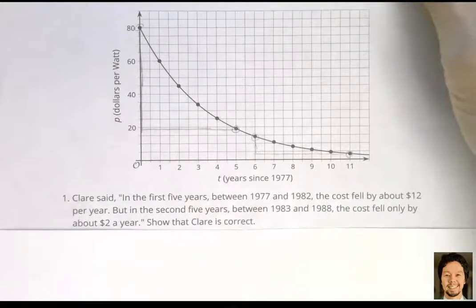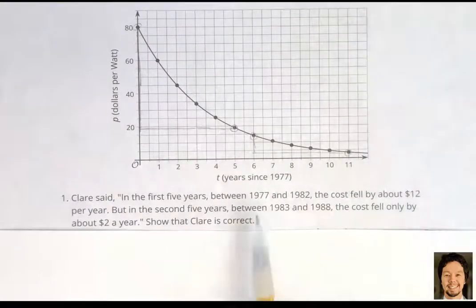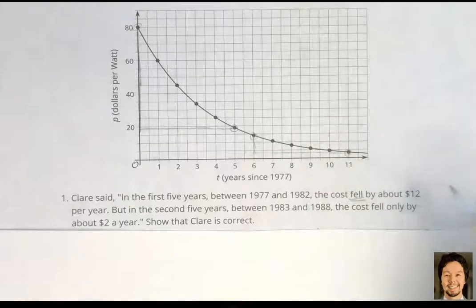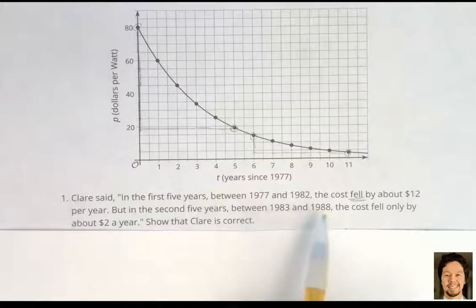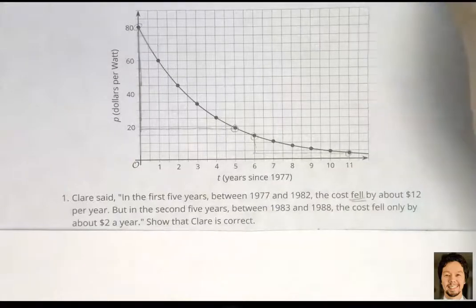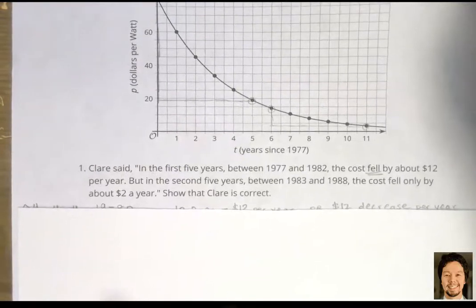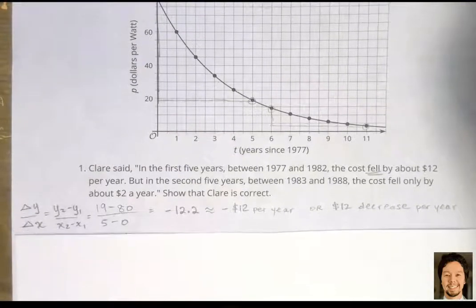Number 1, Claire said in the first 5 years between 1977 and 1982, the cost fell or decreased by about $12 per year. But in the second 5 years between 1983 and 1988, the cost fell only by about $2 a year. Show that Claire is correct. Okay, so I'm going to use the same formula we used before, delta y over delta x.